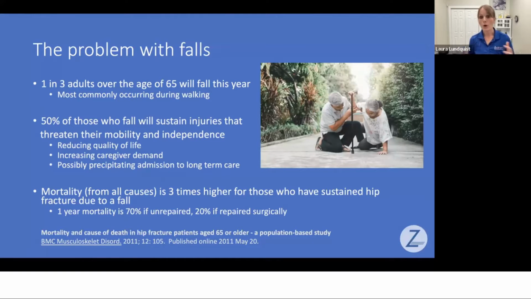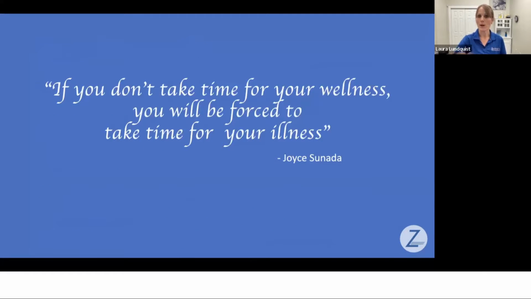And mortality from all causes, so not just from the fracture itself, but from all causes, is 3 times higher for those who have sustained a hip fracture due to a fall. So if it's not repaired, we see that mortality is about 70% within the first 12 months following a hip fracture. Much better, only 20%, if repaired surgically, but still often threatens, again, mobility and independence in that recovery phase and on an ongoing basis. So the problem with falls is that they create a real quality of life problem and a real caregiver issue, right? So obviously, if we can prevent them, that would be helpful.